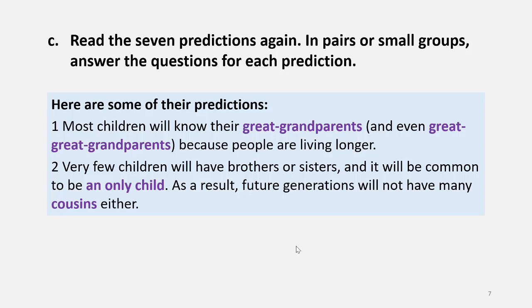Now we read this article again, right? Here are some of the predictions. We have 7 predictions about the typical family in the future. 1. More children will know their great-grandparents and even great-great-grandparents because people are living longer. And number 2, very few children will have a brother or sister, and it will be common to be an only child. As a result, future generations will not have many cousins either.